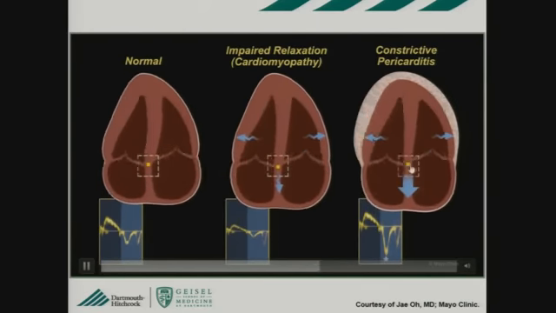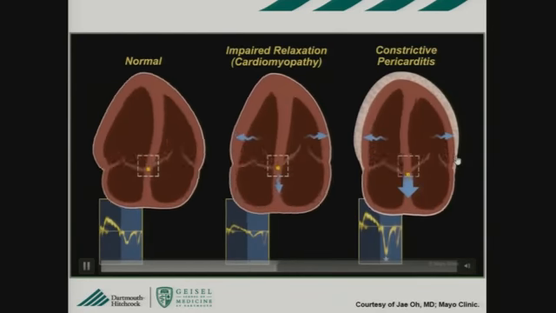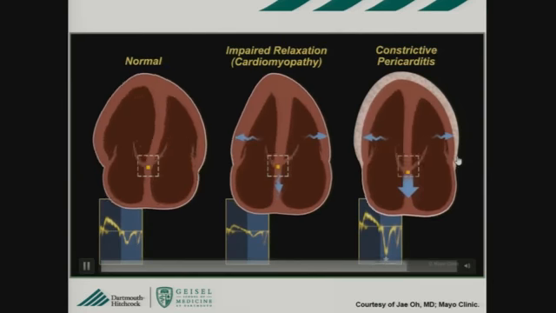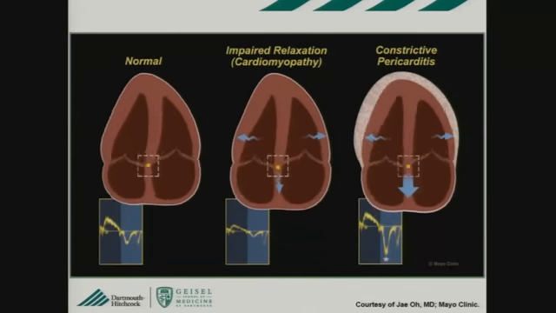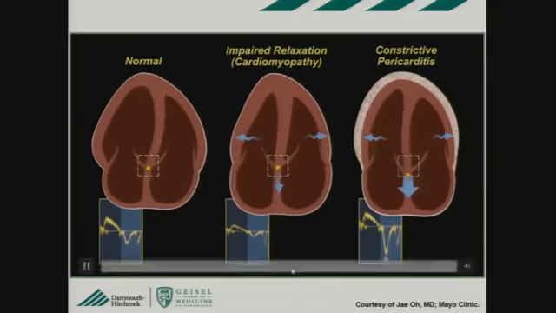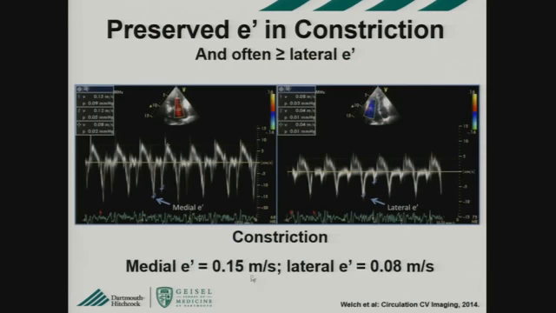And in constriction, things are quite different. The lateral is a little bit reduced because of the tethering of the pericardium out laterally, and the medial mitral annulus is almost trying to compensate for the fact that the heart can't fill, and it's becoming exuberant. So we can look for a preserved to increased medial E prime velocity in constriction, as shown here.